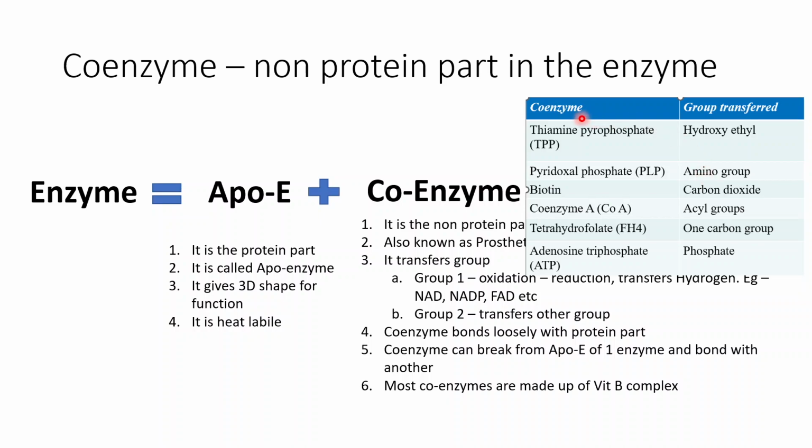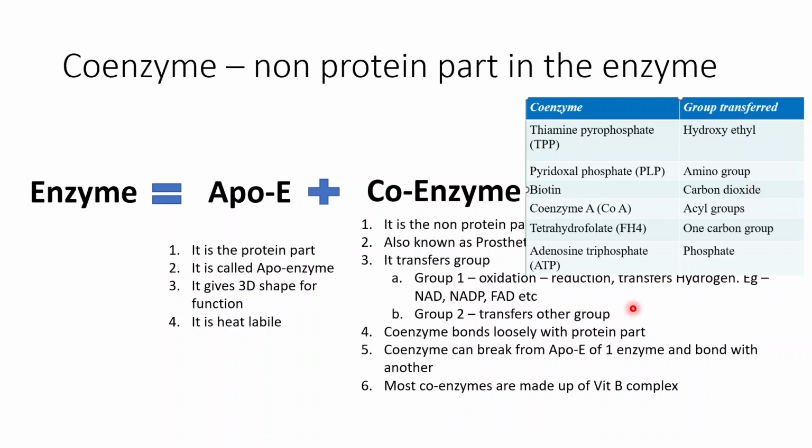Okay, so the other coenzymes are thiamine pyrophosphate, or the active form of vitamin B1, TPP. Okay, then you have the active form of vitamin B6, pyridoxal phosphate, biotin, coenzyme A, tetrahydrofolate, ATP. So all these are coenzymes and they transfer specific groups. Okay, for example, pyridoxal phosphate is the coenzyme which transports the amino group, or biotin transports the carbon dioxide group. Okay, so groups other than hydrogen are transported by group 2 coenzymes.